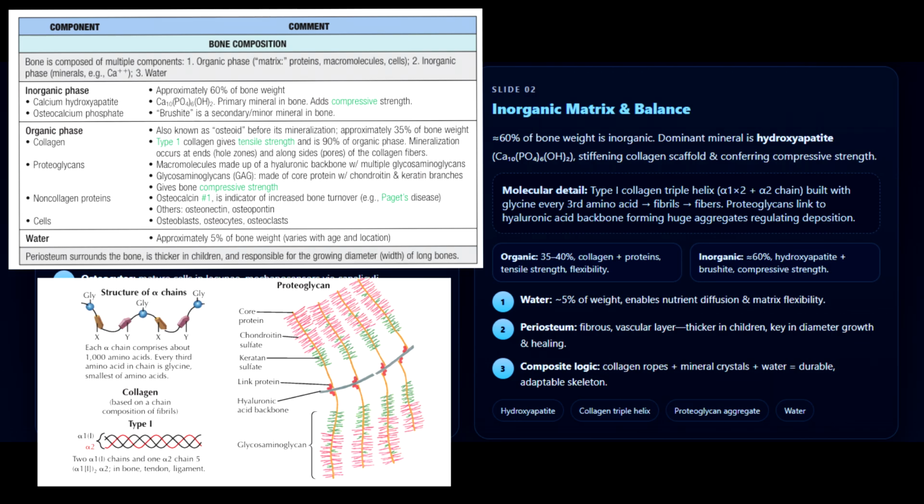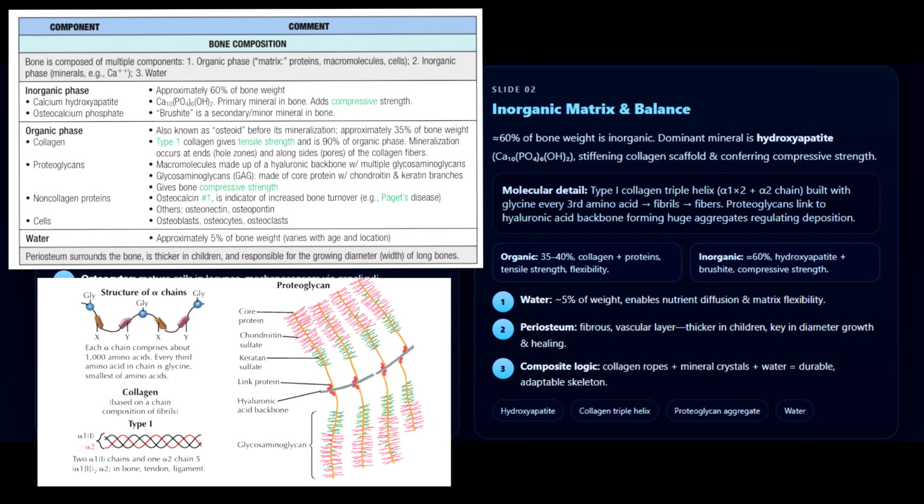The proteoglycan structure shown to the right illustrates how these molecules are built. At the core sits a protein, with branches of chondroitin sulfate and keratan sulfate extending outward. These branches are glycosaminoglycans, or GAGs. They link to a hyaluronic acid backbone via special link proteins, forming enormous aggregates. These aggregates contribute not just to compressive strength, but also to the regulation of mineral deposition within the collagen network.